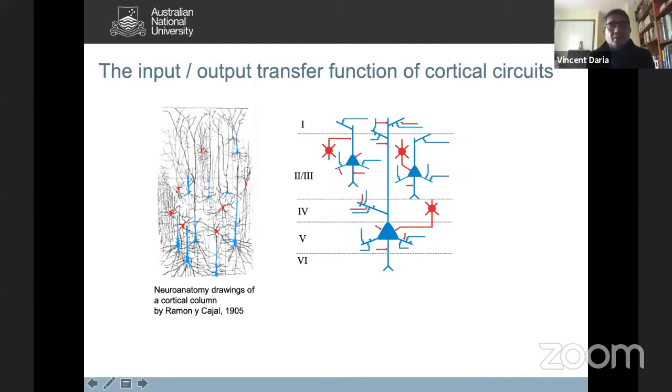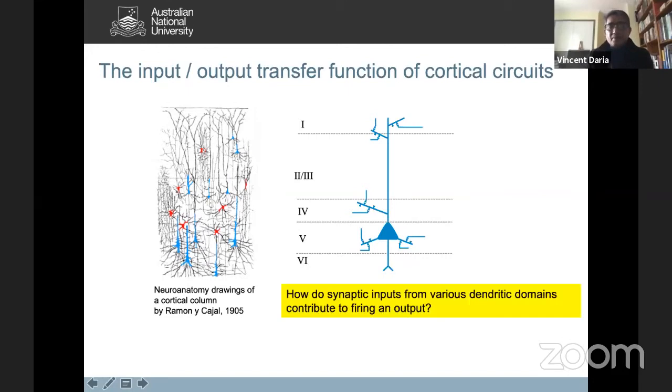What I'm going to talk about more in this webinar is looking at a specific neuron, this large neuron here, the layer 5 pyramidal neurons. We wanted to understand how these neurons are functioning, so how the inputs are organized for this neuron to fire an output. That's the main research question in our group. And we're looking at it in piecemeal structures.